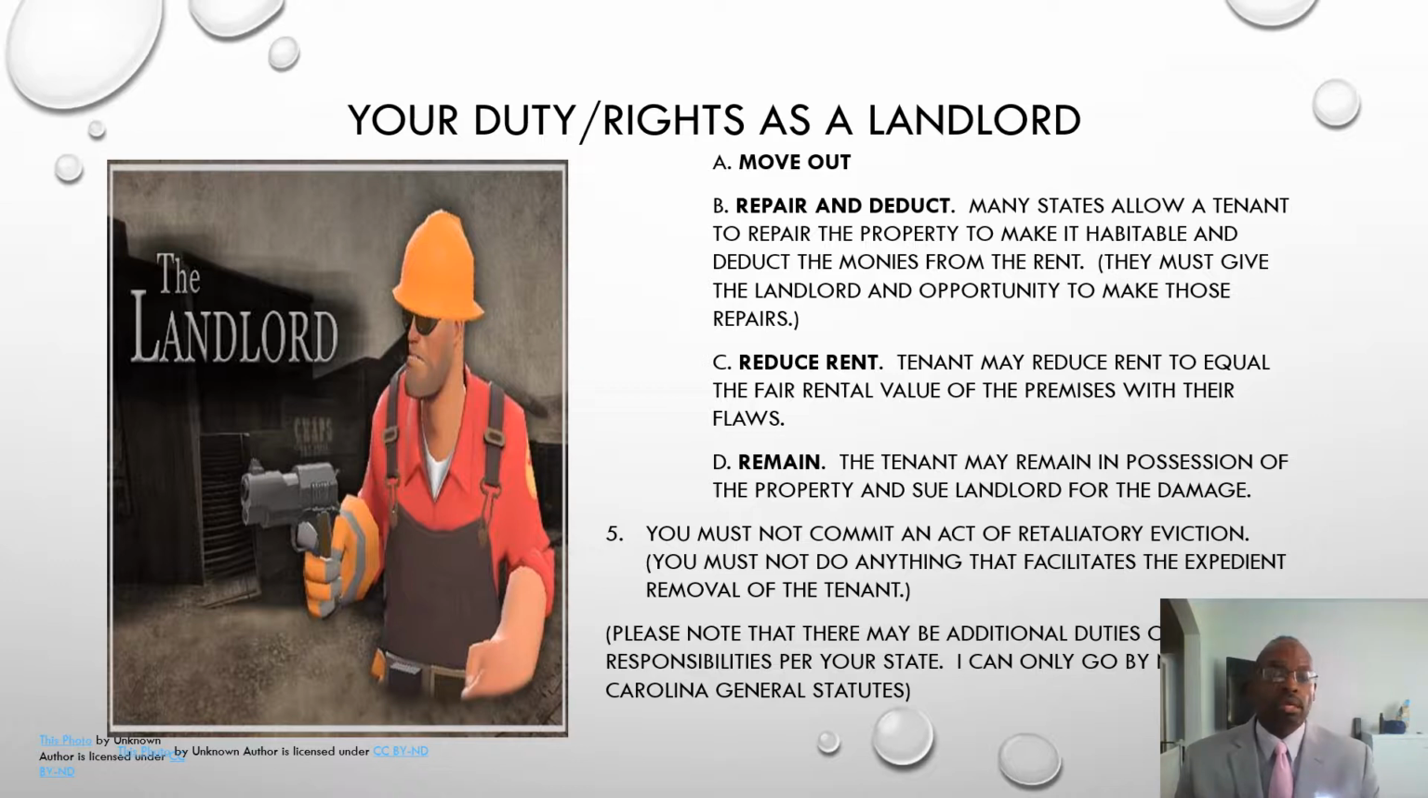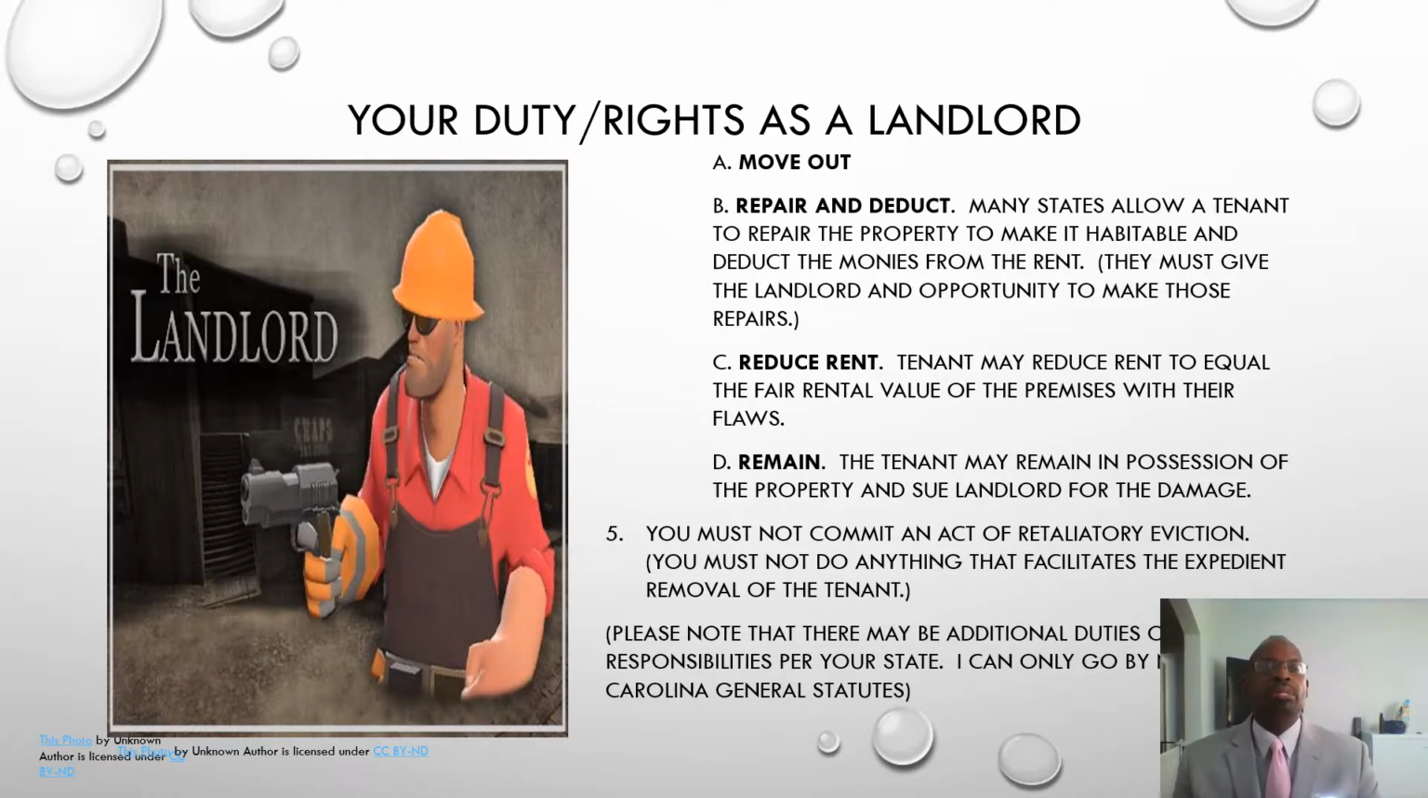Remedies include an opportunity to move out, what they call repair and deduct. Many states allow a situation where if an item needs to be repaired, the tenant can turn around and get someone to repair it and then pay that person and deduct that money from the rent. The tenant can also reduce the rent. When he sees something that's wrong, he can determine exactly how much the value of the property is without that thing being fixed, and then give that money.